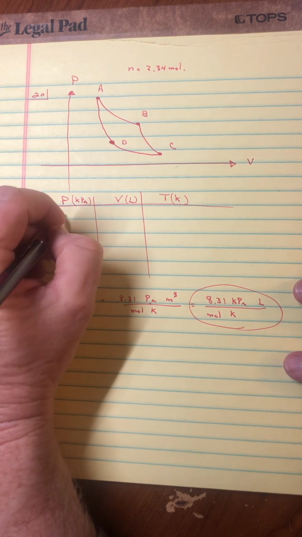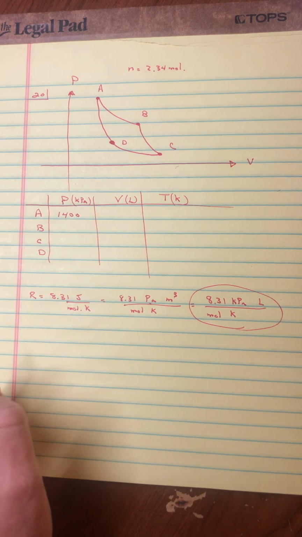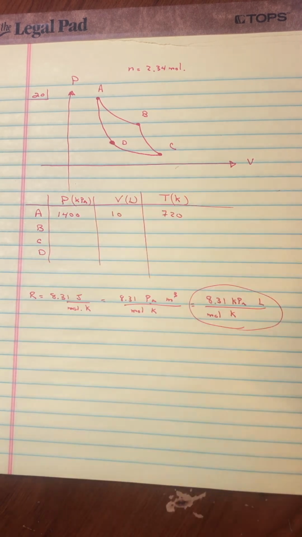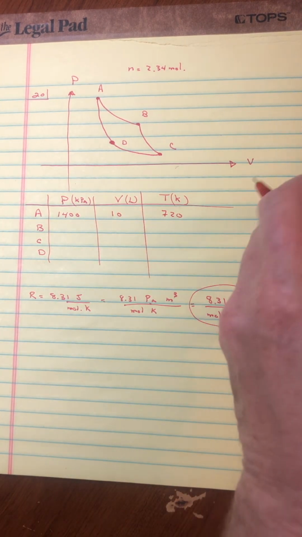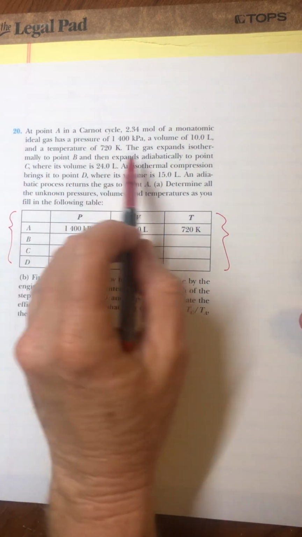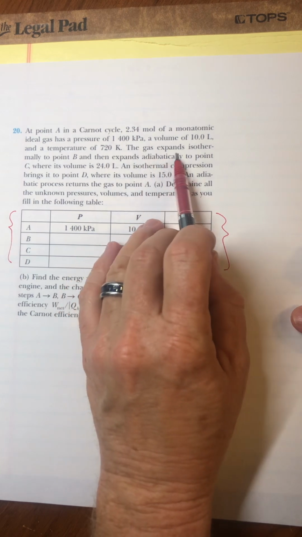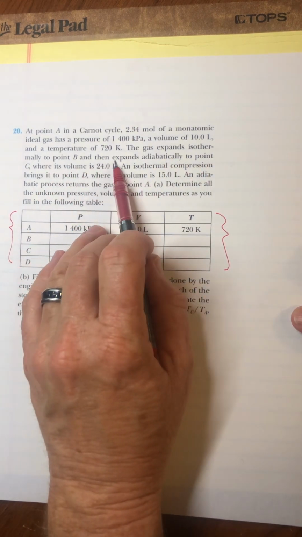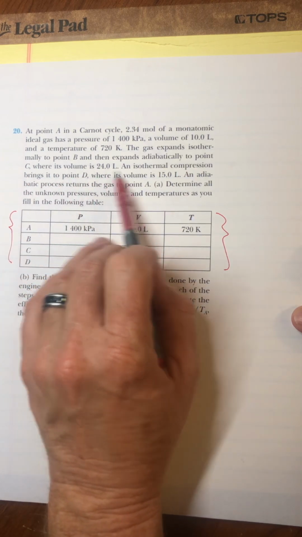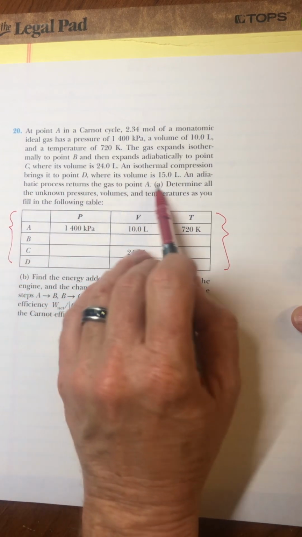So when they give me the 1,400 kilopascals, 10 liters, and 720 degrees, I'll just put that right into my chart. In fact, they helped me out at the beginning. They made a chart for me, and they put that in. And then they just say it expands isothermally to the point B, and then expands adiabatically to the point C, where it has a volume of this, and then they say it has a volume of this. And so they put that in the chart for you.